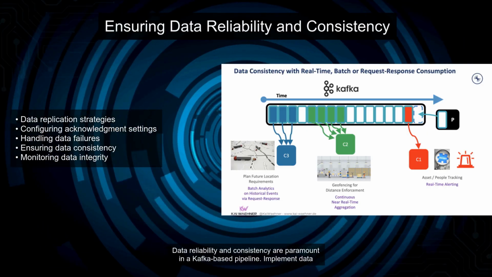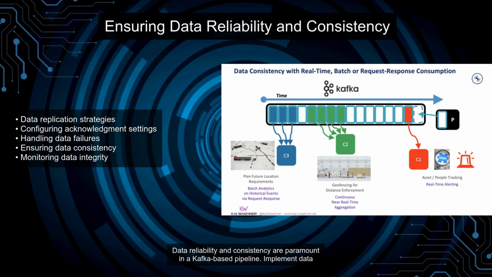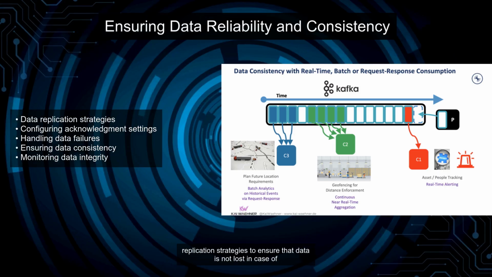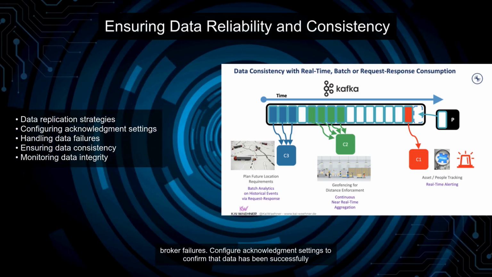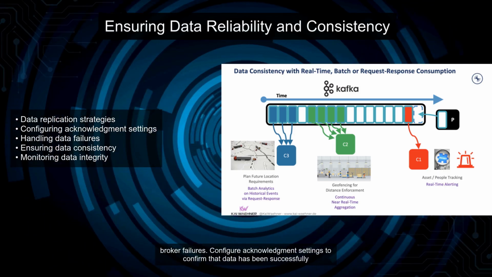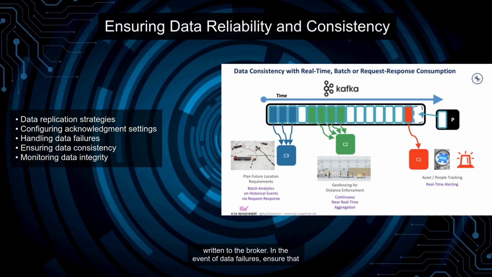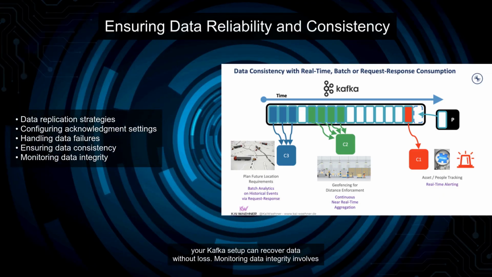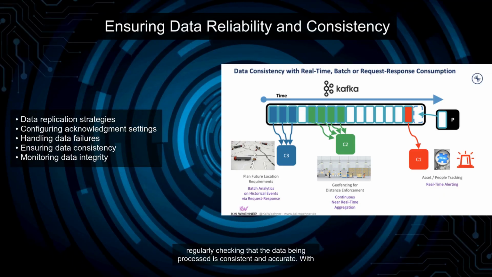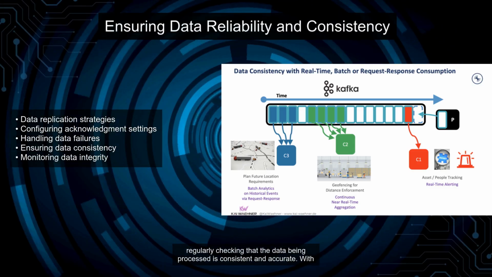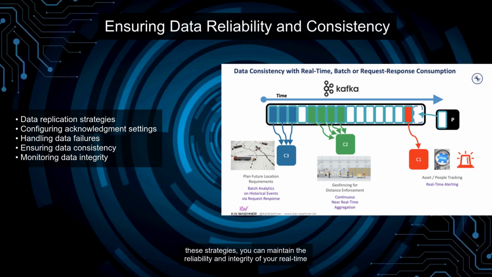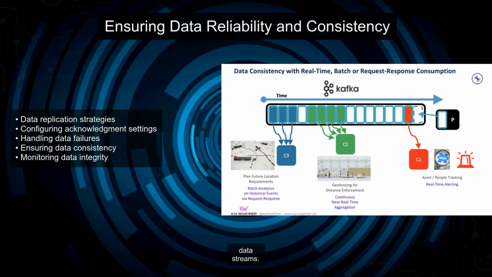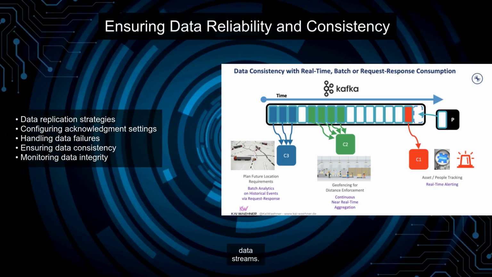Data reliability and consistency are paramount in a Kafka-based pipeline. Implement data replication strategies to ensure that data is not lost in case of broker failures. Configure acknowledgement settings to confirm that data has been successfully written to the broker. In the event of data failures, ensure that your Kafka setup can recover data without loss. Monitoring data integrity involves regularly checking that the data being processed is consistent and accurate. With these strategies, you can maintain the reliability and integrity of your real-time data streams.